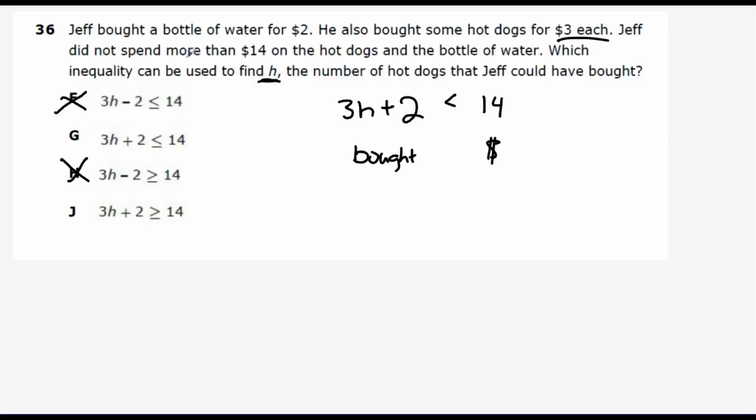But when it says he didn't spend more than 14, he could have spent exactly 14. So we also get to put an equal sign here. So 3h plus 2 has to be less than or equal to $14, which looks like answer G.